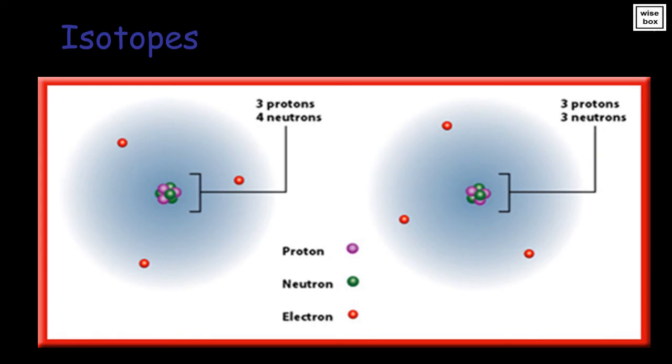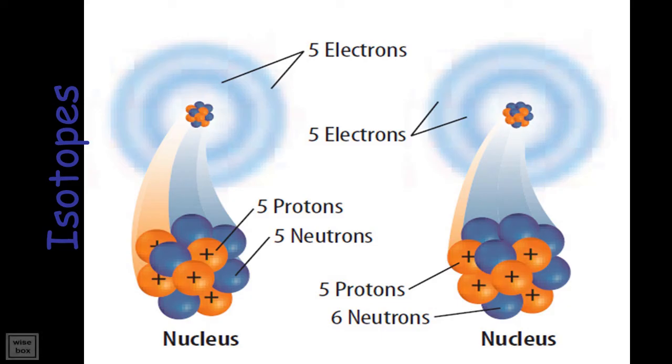Here are the isotopes of lithium. The more abundant and more stable lithium-7, with 4 neutrons, and the less abundant and less stable lithium-6, with 3 neutrons. Here are the isotopes of boron. Boron-10, with 5 neutrons, and boron-11, with 6 neutrons. Of the two, the more abundant and more stable isotope is boron-11.